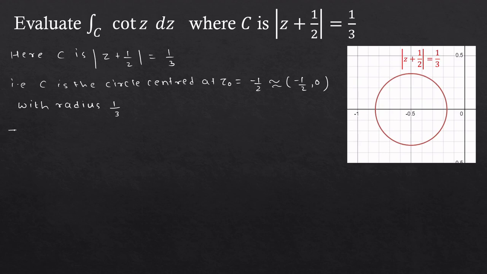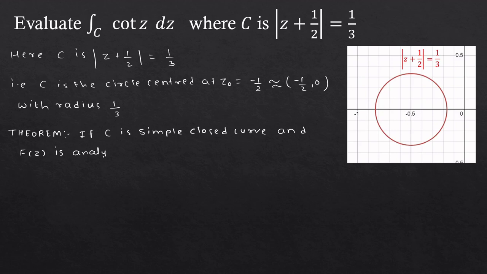What is that theorem? If C is a simple closed curve and f of z is analytic inside C and on C, then the integration of f of z dz over C is equal to 0. Right?